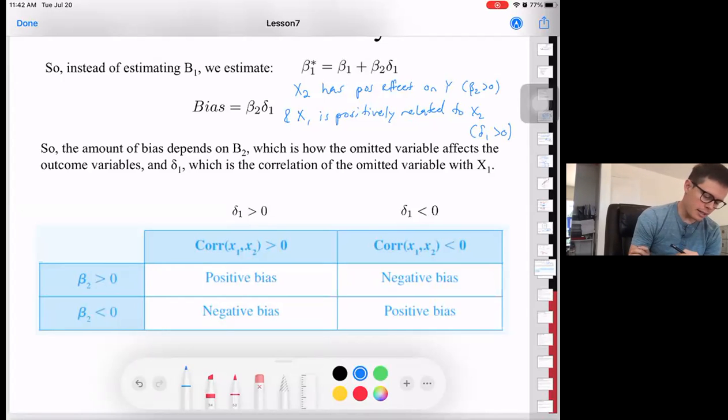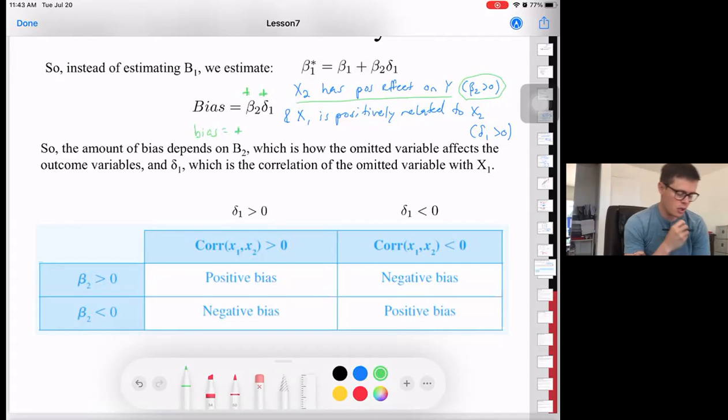So let me do it with you guys. We know that beta 2 will be a positive number, because x2 has a positive effect on y, which is the same as saying beta 2 is positive. And delta 1 is a positive number as well if x1 and x2 are positively related. So the bias is a positive number times a positive number, which is a positive number.